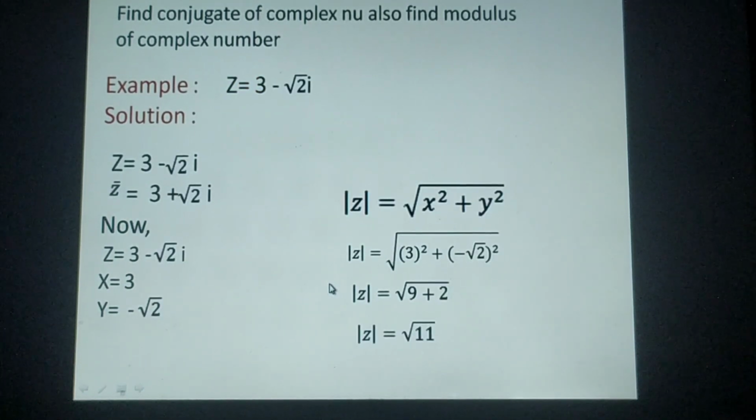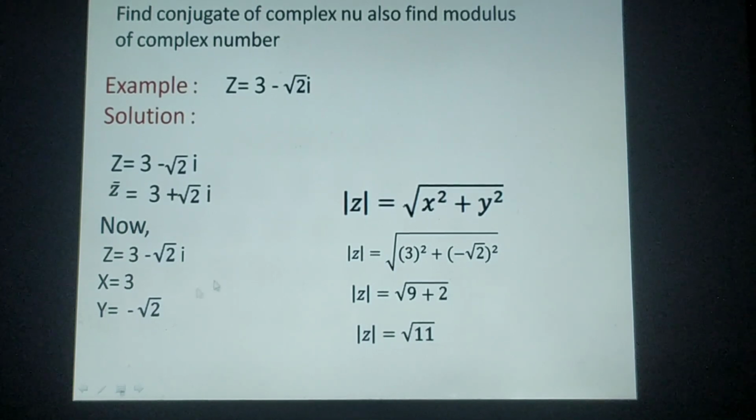Next example. z = 3 - √2 i. So z bar is 3 + √2 i. Here a minus sign is given, so in the conjugate we replace the sign, plus in place of minus. Now z = 3 - √2 i, so x = 3 and y = -√2.